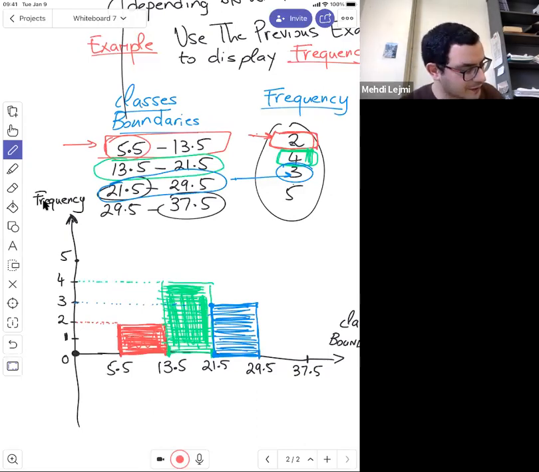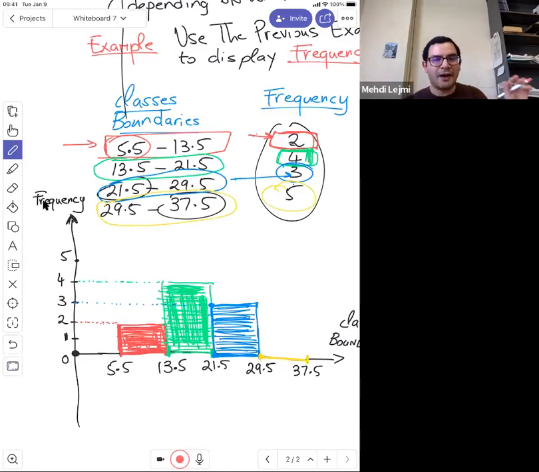And then the last class, the frequency of the last class is 5. So my fourth class or last class is from 29.5 to 37.5. So this interval represents my fourth class. And then the frequency of this fourth class is 5. So we need to go up by 5 units.